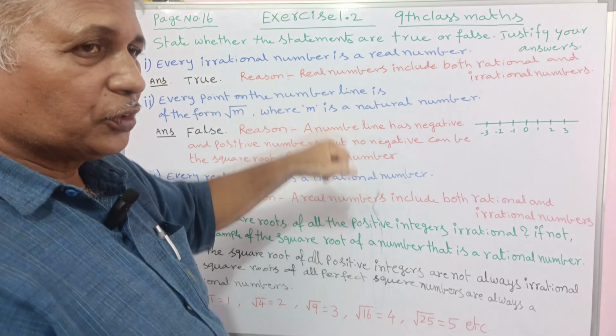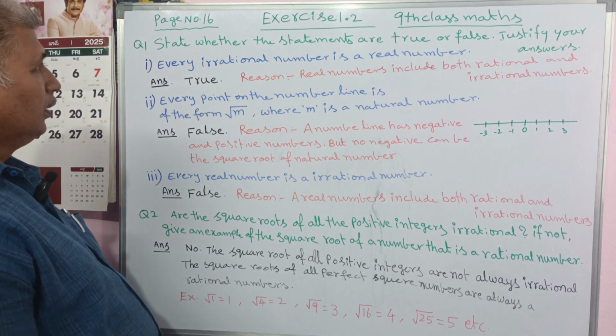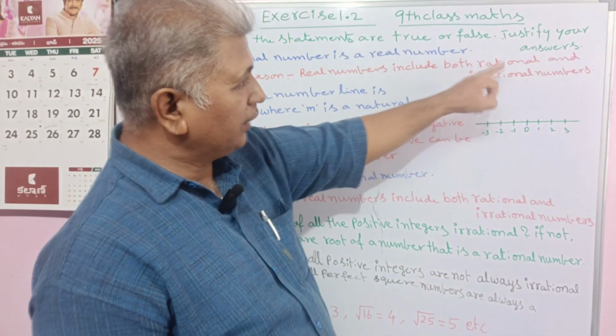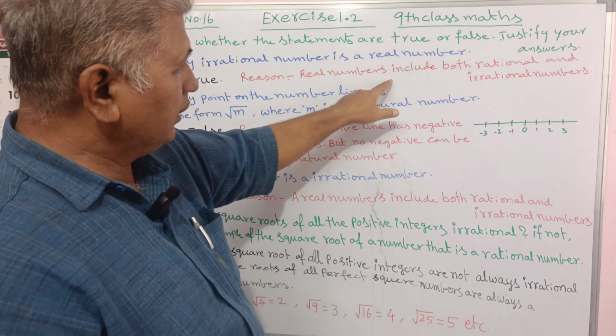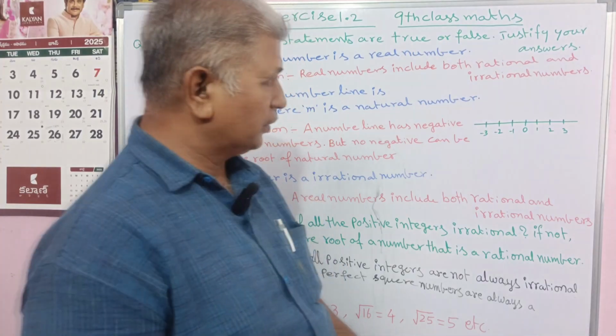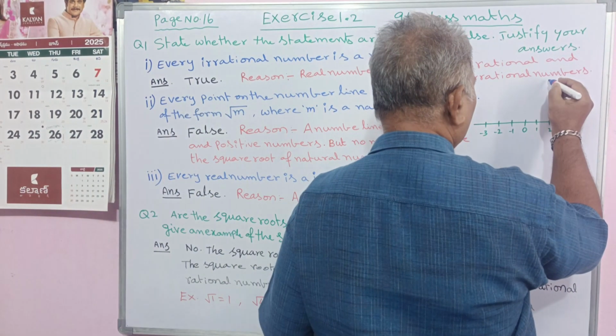See here, the statement is true because real numbers include both rational and irrational numbers. See here, this is a real number.